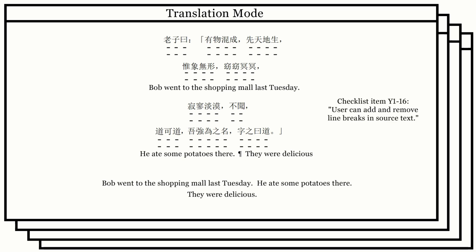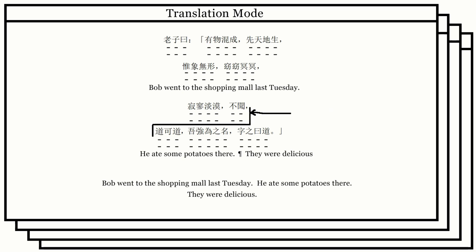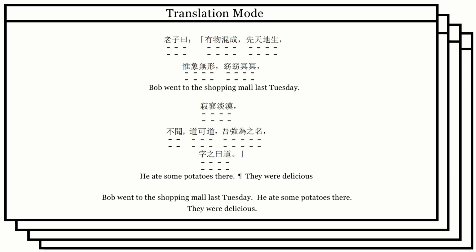Next item. Checklist item 1-16. User can add and remove line breaks in the source text. Let's suppose the next thing the user does is remove the line break in the second chunk and then adds line breaks by the first and last commas of that chunk. Now that second chunk is 3 lines.